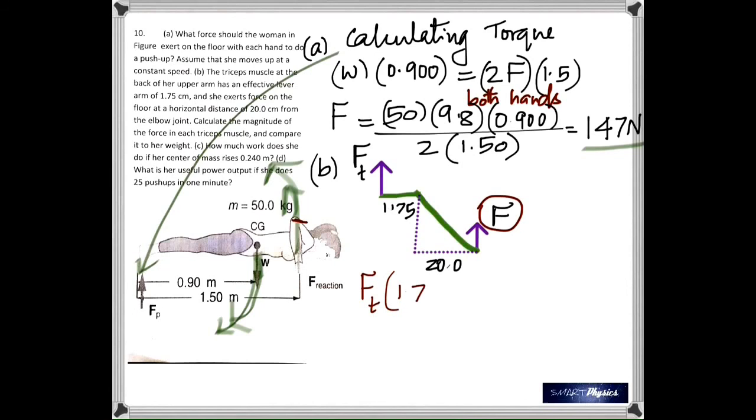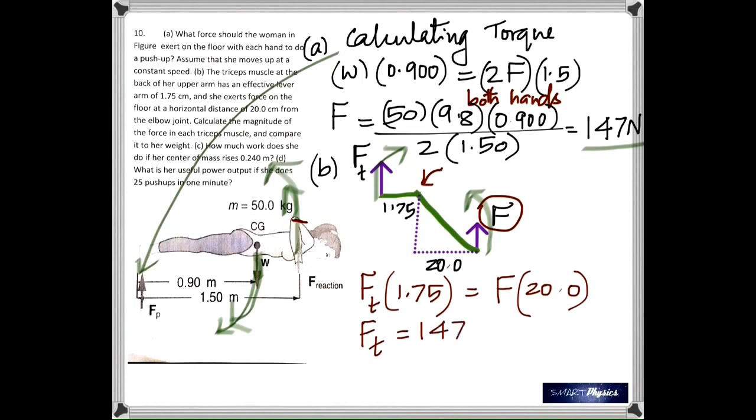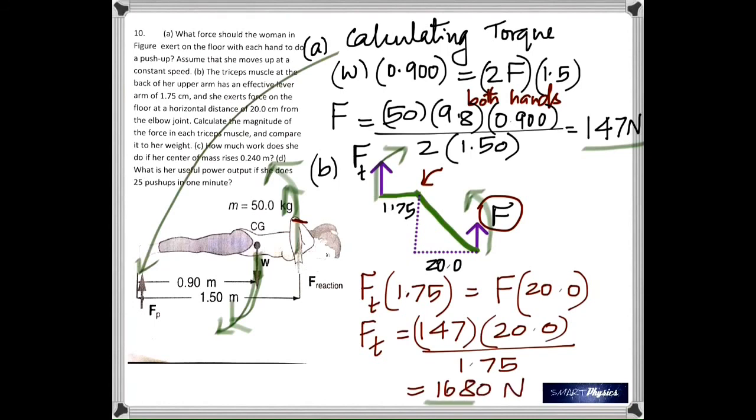Now, therefore, when you take the elbow as the pivot, that's the elbow joint. You can see that the force in the triceps is creating the clockwise torque, and the force in the hands down the floor is creating the counterclockwise. So FT times 1.75 is equal to F times 20. And we know F, so we can find FT. So 147 times 20 divided by 1.75 gives 1680 newtons.